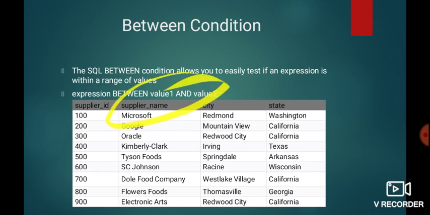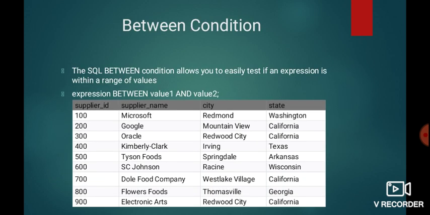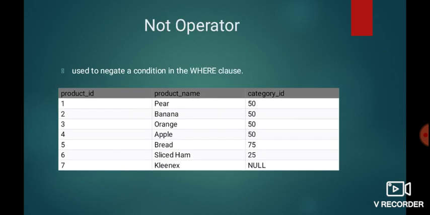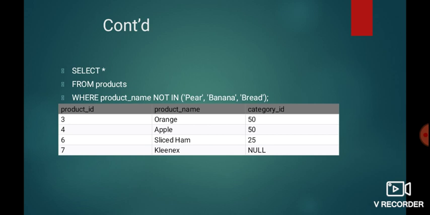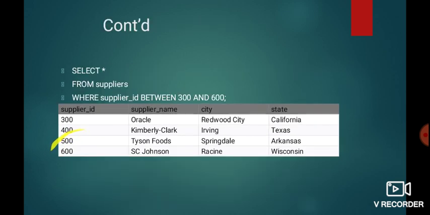This is the syntax: between value 1 and value 2. We will take the example. Select star from suppliers where supplier ID between 300 and 600. It will take the values from 300 to 600: 300, 400, 500 and 600. So it will take these four values. This is the output.